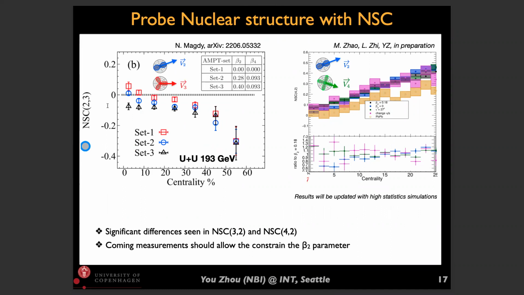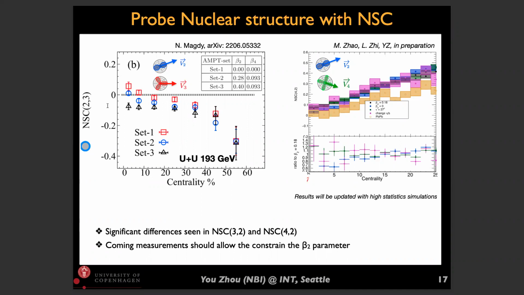Those are two independent studies, both based on a BD model, different systems, uranium on the left-hand side. Here you can see set 1 is basically beta 2 = 0, beta 4 = 0, and then set 2 starts to add beta 2, and then set 3 has a larger beta. If you look at the results in the central collisions, 0 to 10%, 0 to 20%, there are quite some differences between the calculations. If you start to put beta 2 and beta 4 inside, you start to see a big anti-correlation between V2 and V3.